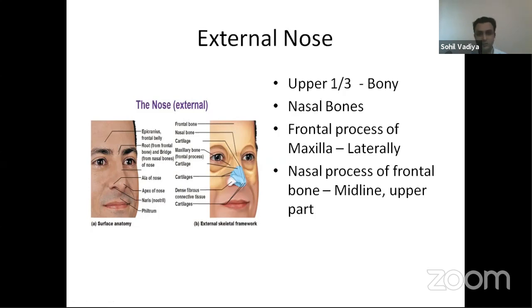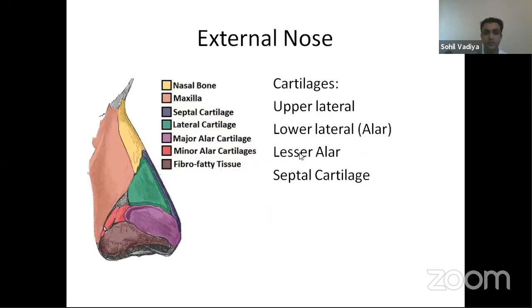There is also a cartilaginous part. So which are the cartilages? Basically, it is the upper lateral and the lower lateral cartilages. Lower lateral cartilages are also known as alar cartilages. There are lesser alar cartilages and some part of the external nose is formed by the septal cartilage, this one. Okay, so that is the framework of external nose, very important. Many of the surgeries are done in this part. And the gap between the two cartilages, upper and lower lateral cartilages, is known as the limen nasi. It has its own importance for various injections and blocks.